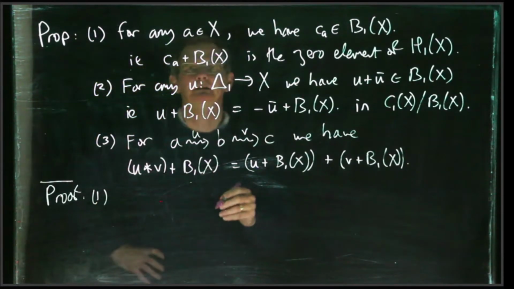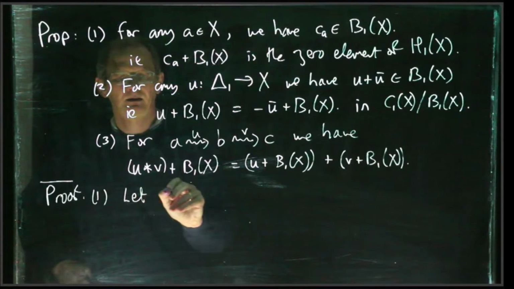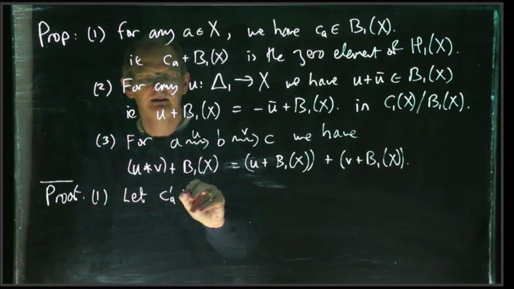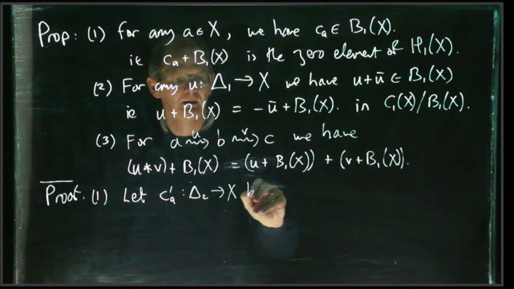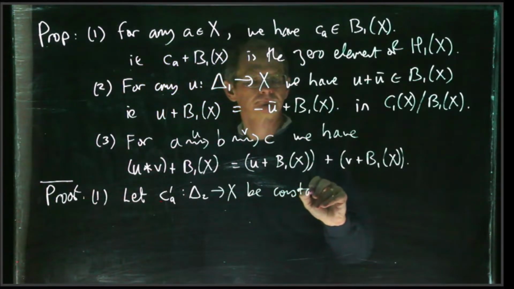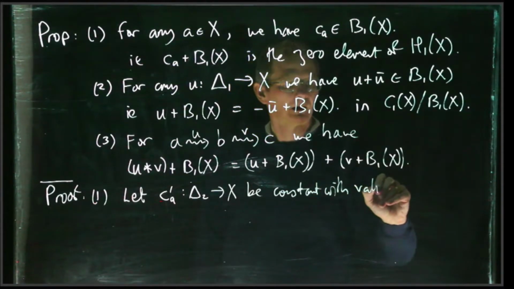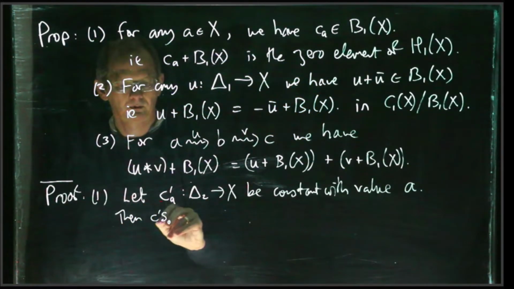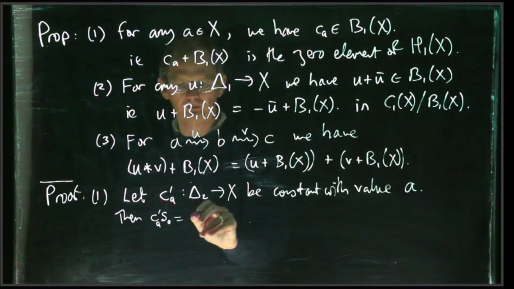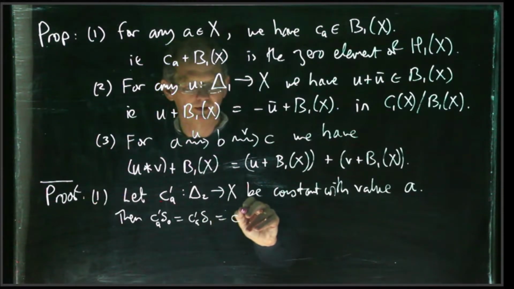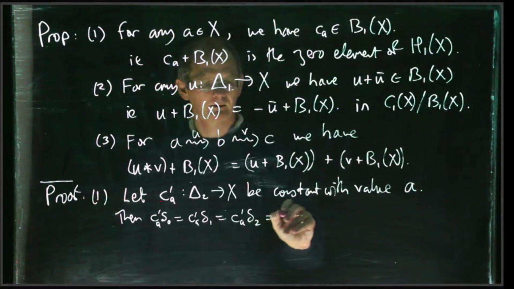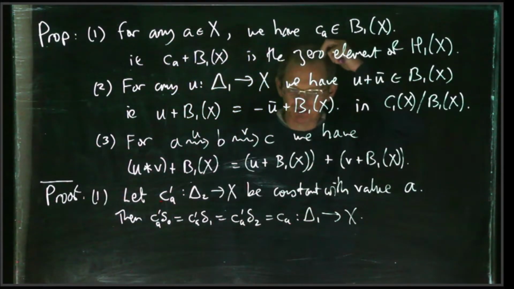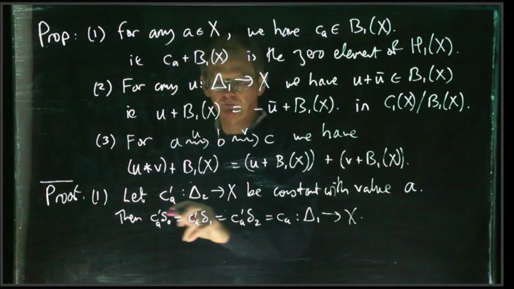So the first thing, CA here is a constant map from delta 1 to X, and let's write C prime A from delta 2 to X, also constant with value A. If you compose that with delta 0, delta 1, or delta 2, you compose a constant map with an inclusion, that's still constant with the same value. So these things are all equal to CA.